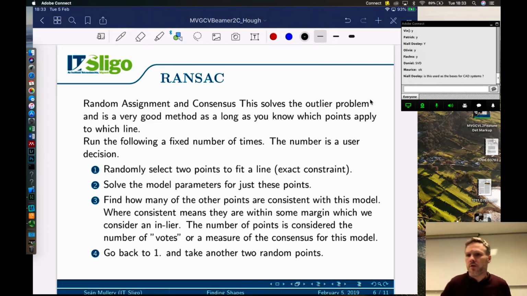So Niall is asking, is this used as the basis for CAD systems? So yeah, for a lot of CAD systems that would use vector graphics and so on, they would use that sort of thing. I think if that's what you're asking me there, where in other words, that they use a mathematical model for the different lines and so on. If you then want to try and put some form of render onto it, that's a little bit different.